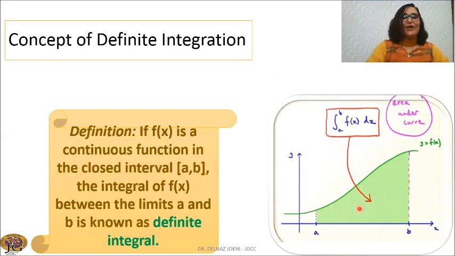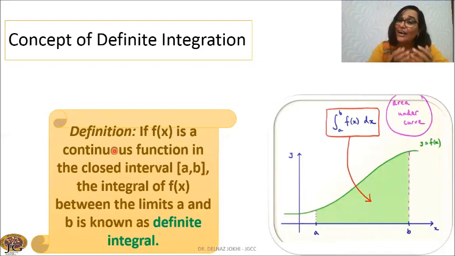All right, now let me look at the definition of it over here. What is the definition of definite integration? If f(x) is a continuous function, okay? f(x) is a continuous function. Please remember the word, quizzes are coming up.